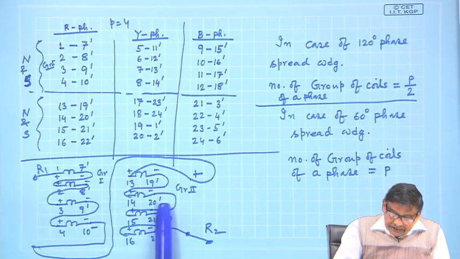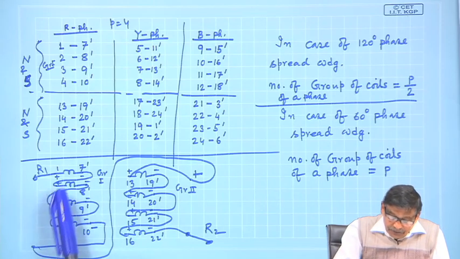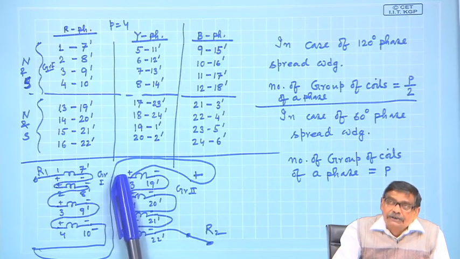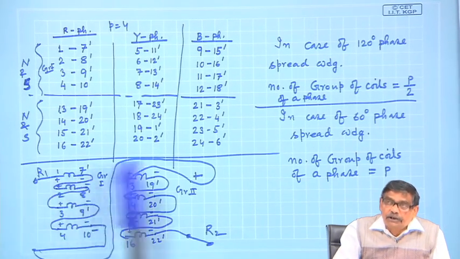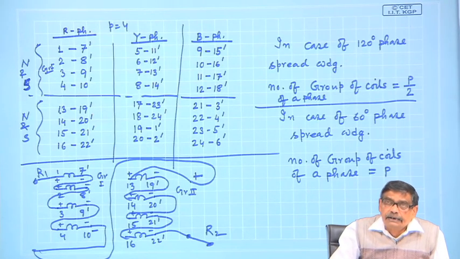Only interesting thing is the polarity of the voltages. Here, okay, it goes fine, because 1 starts under north pole, 13 also starts under north pole. Therefore, there they will be of like polarities, and therefore, they can be straight away connected in series. However, in case of 60-degree phase spread winding, you should be careful while connecting several groups in series.